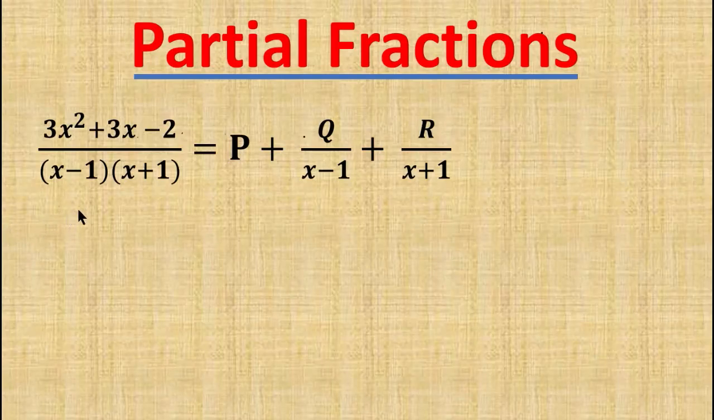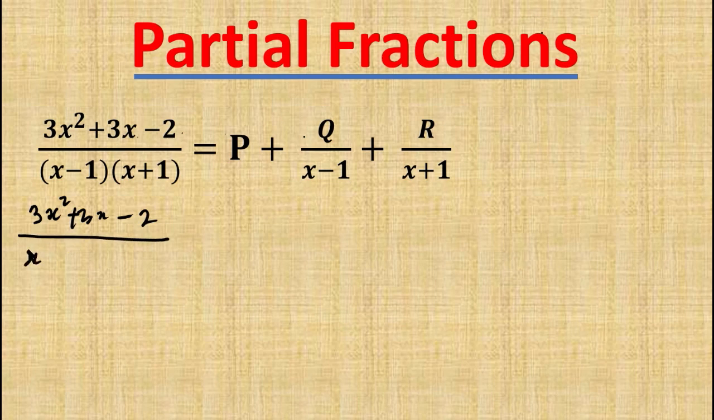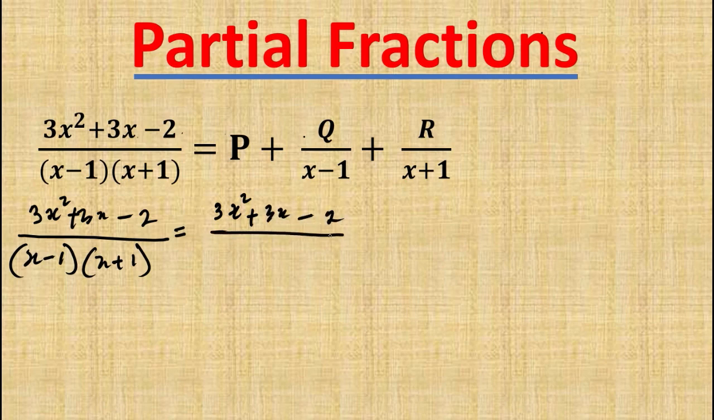Today we have this rational expression that we want to break down using partial fractions. Our rational expression says we have 3x squared plus 3x minus 2 all over x minus 1 into x plus 1. Now my x minus 1 into x plus 1, we know that that is the same thing as x squared minus 1. I can write this as 3x squared plus 3x minus 2 all over x squared minus 1.